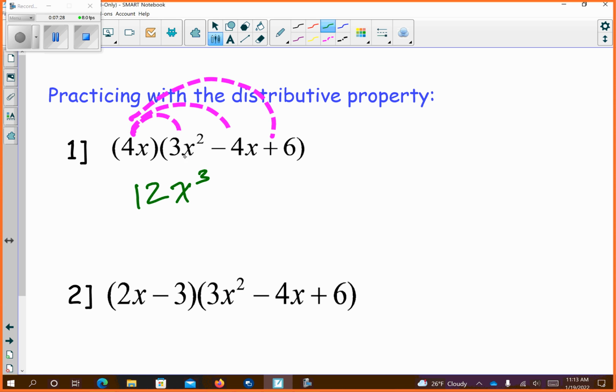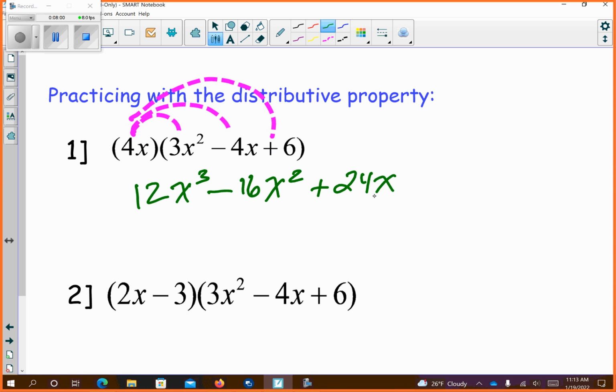All right. The minus sign comes along. 4 times 4 is 16. X times x is x to the second. Good. And then 4 times 6 is 24x. There's my answer. Okay? All right. Do you feel comfortable? Are you at about 80%?